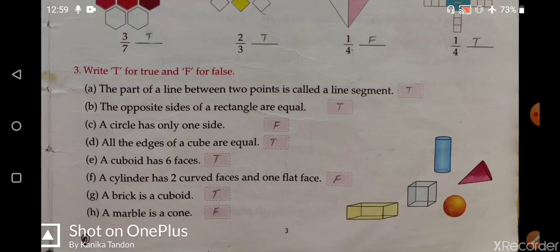Coming to G, a brick is a cuboid. If you see a brick, it is rectangular in shape. So a brick is a cuboid, because a cuboid is also made up of rectangular shapes. And a marble is a cone, which is obviously false, because a marble can be a rectangle, a square, a circle or any shape, but never a cone.